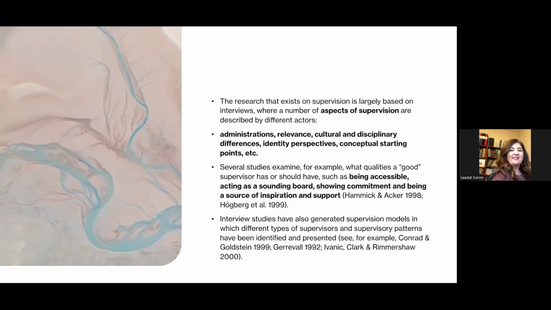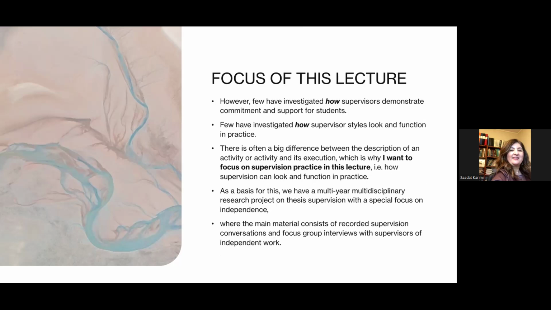Interview studies have also generated supervision models in which different types of supervisors and supervisory patterns have been identified and presented. However, few have investigated how supervisors demonstrate commitment and support for students, or how supervisor styles look and function in practice. There is often a big difference between the description of an activity and its execution, which is why I want to focus on supervision practice in this lecture, on how supervision can look and function in practice.